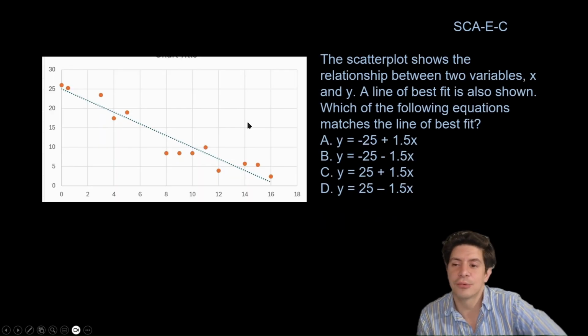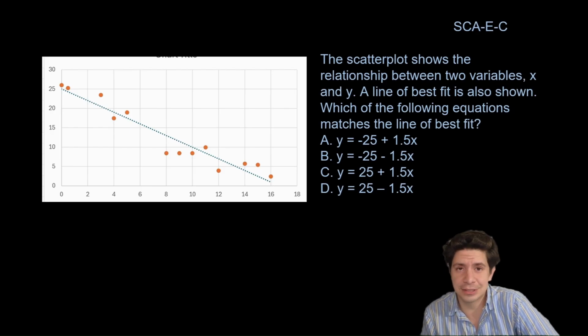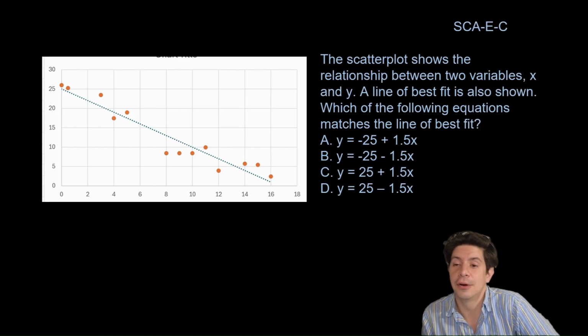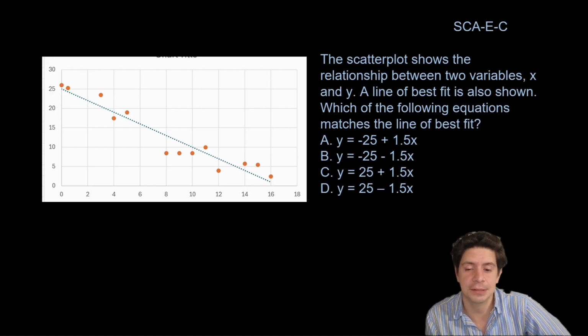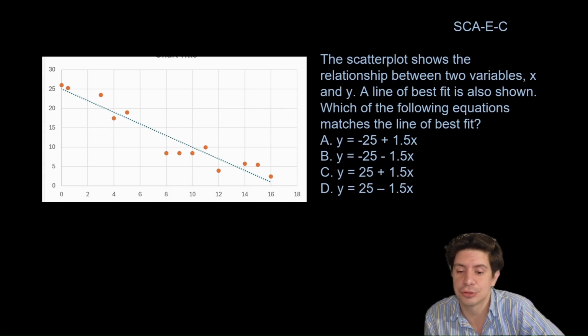All right, here's another one, SCAEC, so still in the level easy category, and category C within it, and that's all about finding line of best fit from a graph. The scatterplot shows the relationship between two variables, x and y. A line of best fit is also shown. Which of the following equations matches the line of best fit?